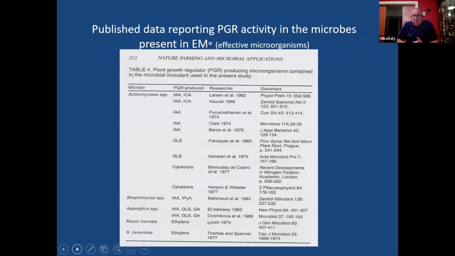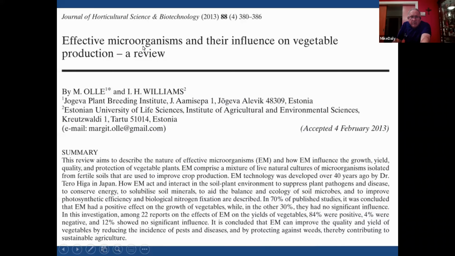Now, they produce them naturally. So when you use microorganisms or you encourage them in your soil, these are some of the things they produce, which aids plant growth. And this is a published paper in an international journal, and it was a review paper looking at effective microorganisms and their influence on vegetable production. And this is by a Polish lady. I've actually met this lady. And she concluded, among 22 reports on the effects of EM on the yields of vegetables, 84% were positive. And I can't quite read how many were negative, but she concluded that EM can improve the quality and yield of vegetables by reducing the incidence of pests and diseases.